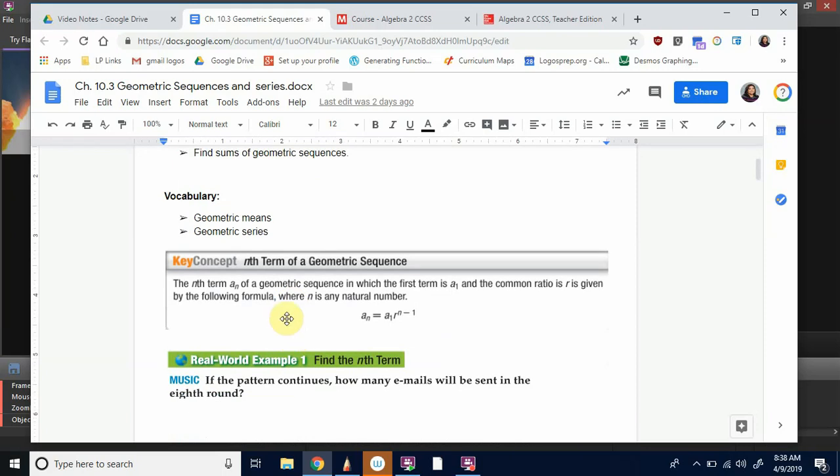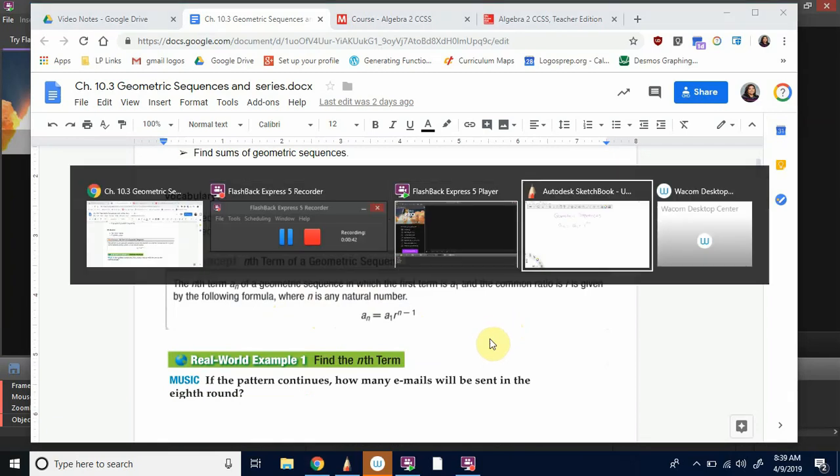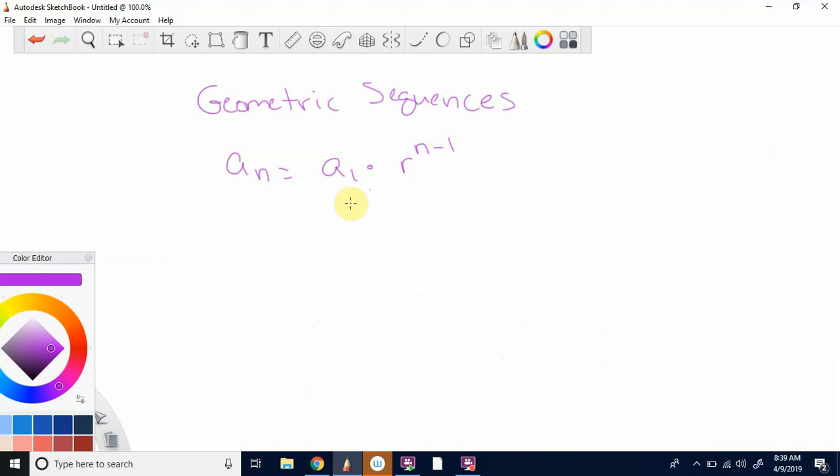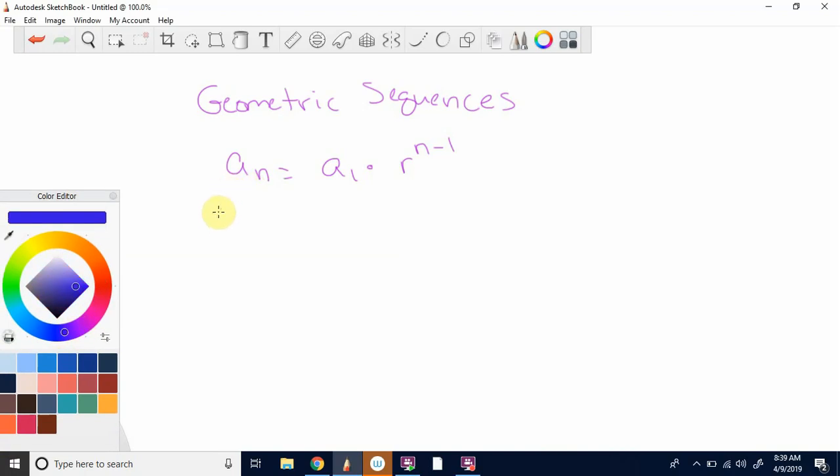Let's start with our key concept. Just like an arithmetic sequence, we have a formula if we wanted to find the nth term of a geometric sequence. That formula is simply a sub n equals a sub 1 times r raised to the n minus 1. So it's important to understand that for the geometric sequence. a sub n represents the term. If we wanted the 100th term, this would be a sub 100, or another way of writing it, if we were doing functions, is like saying f of 100. That's what a sub 100 would mean, or a sub n.